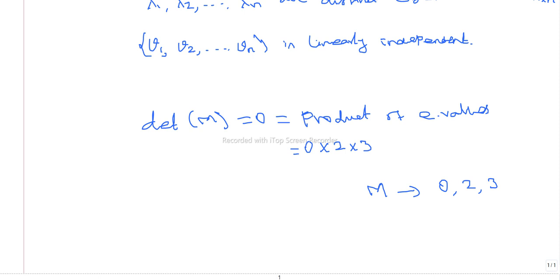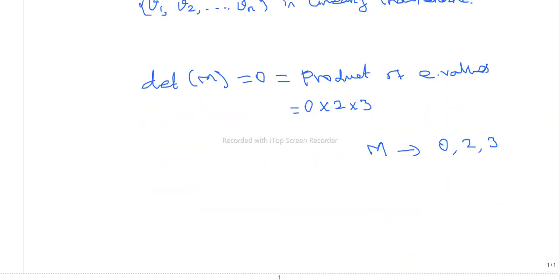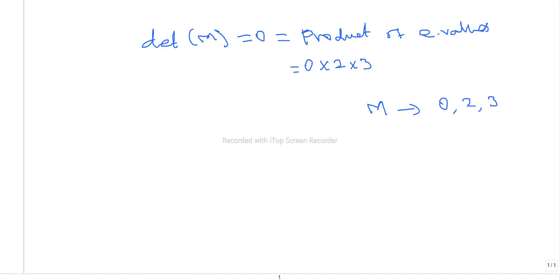Now the eigenvalues of M are 0, 2, 3. Since the eigenvalues are distinct, the corresponding eigenvectors are linearly independent. But the question is not about the eigenvectors of M, it's about the matrix M cube plus 2M plus I. Once you know the eigenvalues of M, we know the eigenvalues of M cube: you just raise each eigenvalue to the power 3. Therefore the eigenvalues of M cube are 0, 8 and 27. The eigenvalues of 2M, just multiply by 2, are 0, 4, 6. The eigenvalues of the identity matrix are 1, 1, 1.